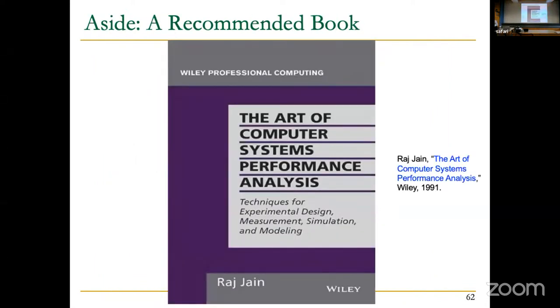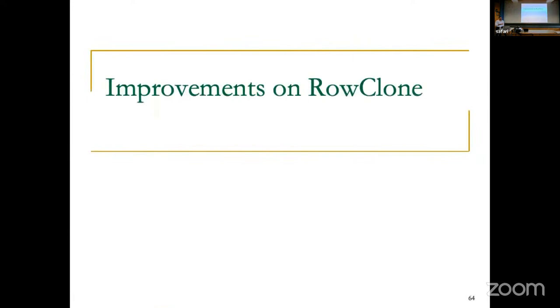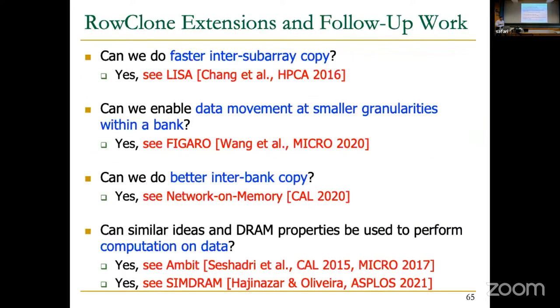And this is also from a book, The Art of Computer Systems Performance Analysis. Has anyone here read or heard about this book before? Not even Safari members, really sad. But yes, over there you can see performance analysis rat holes. So you can always miss the idea if you talk about workloads, metrics, configurations, or details. And we are going to talk more about this later on.